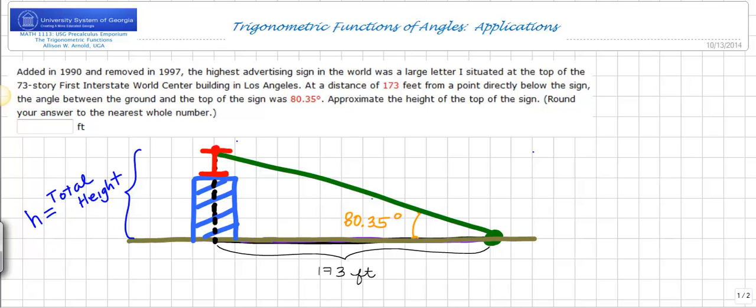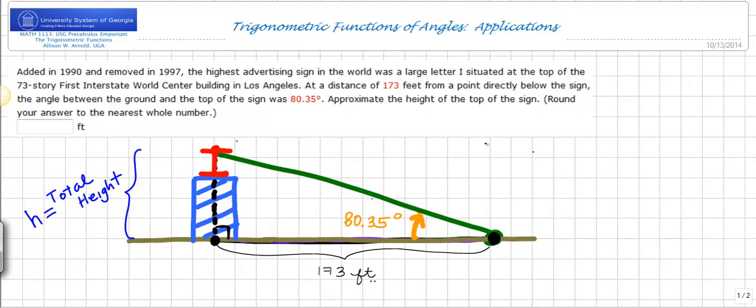And from just directly below I on top of the building to the point on the ground that's 173 feet away, the angle of elevation, which is what this is actually technically called, is 80.35 degrees. Now, it is somewhat of a simple assumption that the building is what we call square, and therefore built correctly and meeting the ground at a right angle.